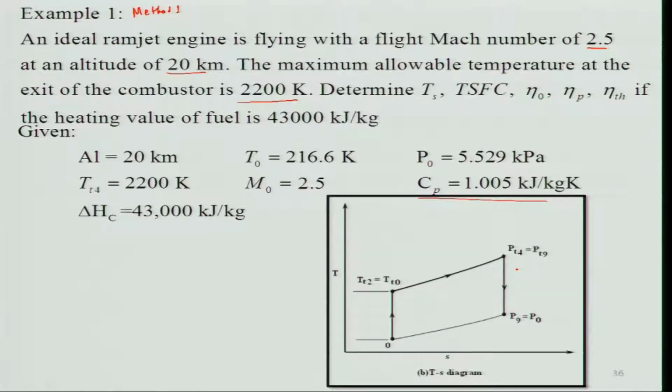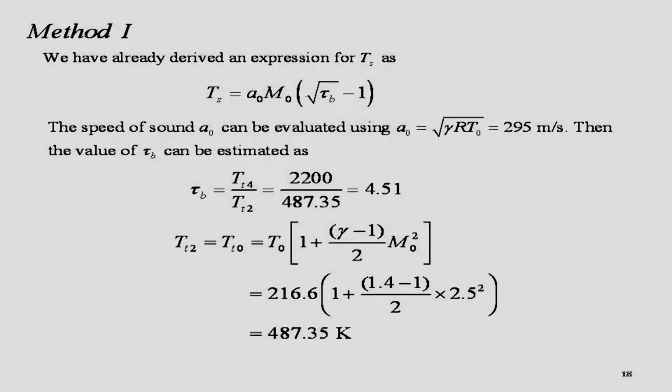So what we will do, we will basically know these values, we will look at it and then do the needful, right? Method 1, as I told you, we have already derived those expressions for the specific thrust. So we know these values. This is 2.5, right? Do you know that? And we will find out A naught.